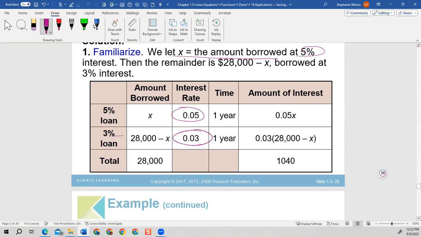But if you notice on the 3%, it said 28,000 minus that, because he had 2 loans. You notice at the beginning, it said there were 2 loans. So one loan at the beginning was going to be X, and it's going to be X times this, for 1 year. And then we're going to say the 28,000 minus X because they had 2 loans. So we're going to end up with this equation right here. This is the total amount of the loan, and this is the total amount of interest.